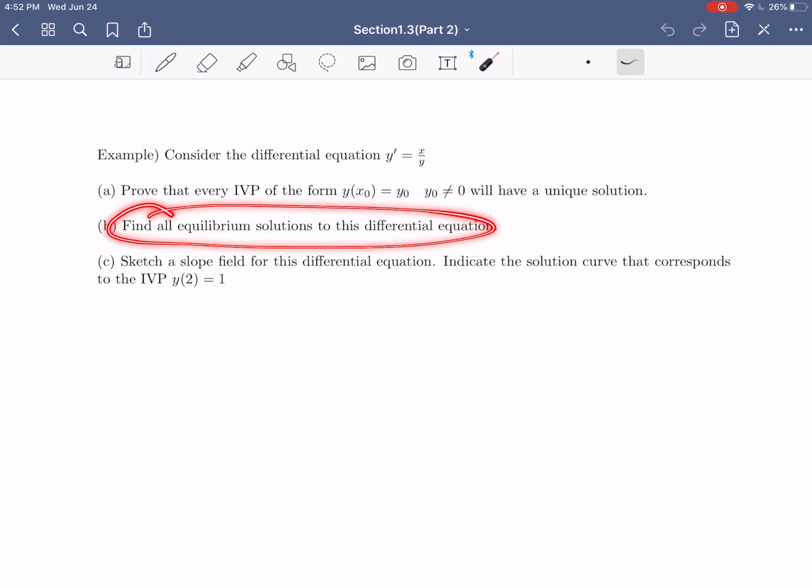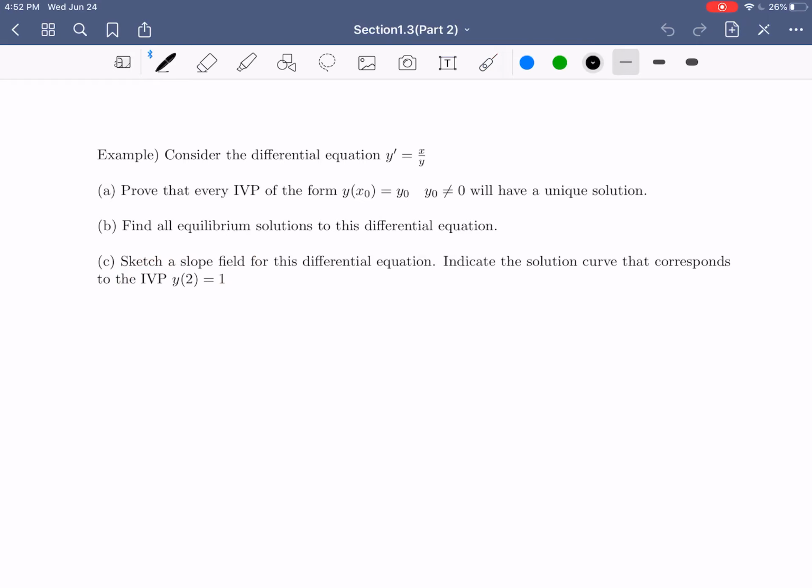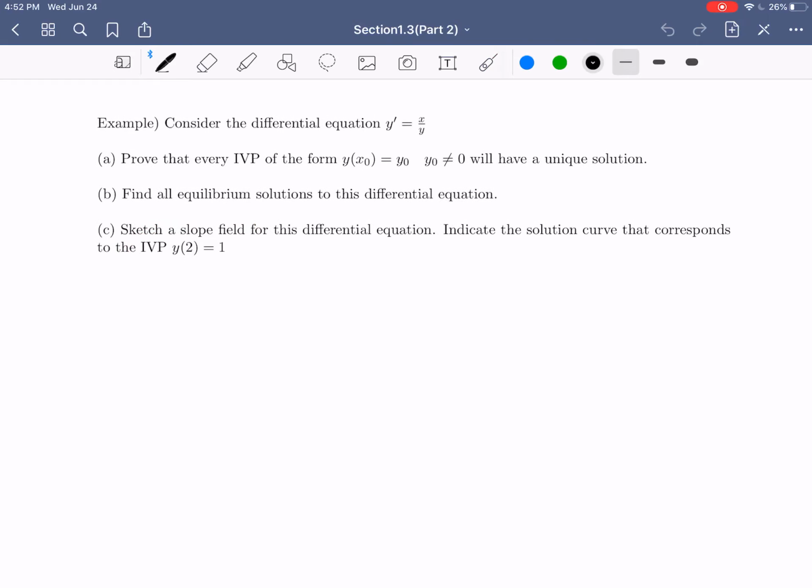Then we'll find all the equilibrium solutions to this differential equation. Remember, equilibrium solutions are basically solutions of the form y equals a constant. And then we're going to sketch the slope field for this differential equation. Then, for fun, to make sure we really understand what a slope field is showing, we're going to indicate the solution curve on that slope field that corresponds to the particular IVP y of 2 equals 1. Okay, so let's start with A here.